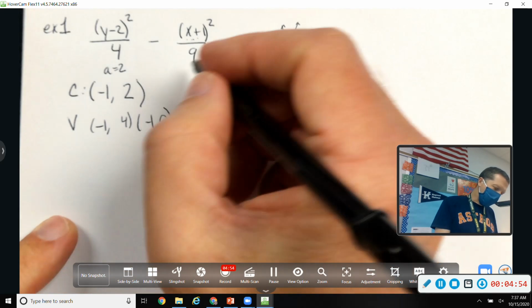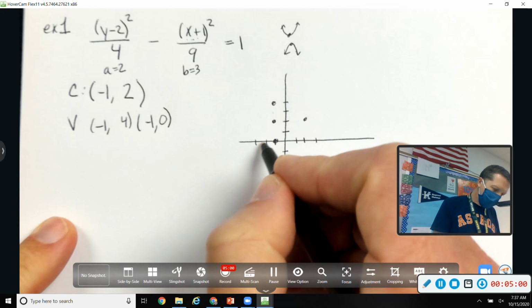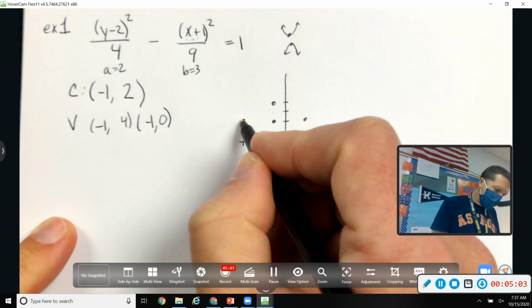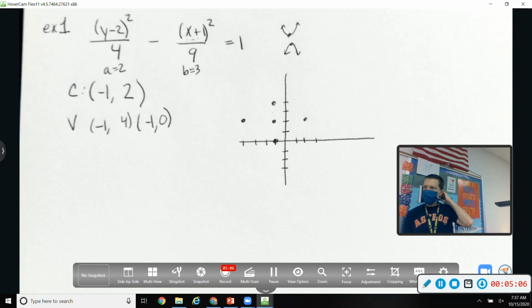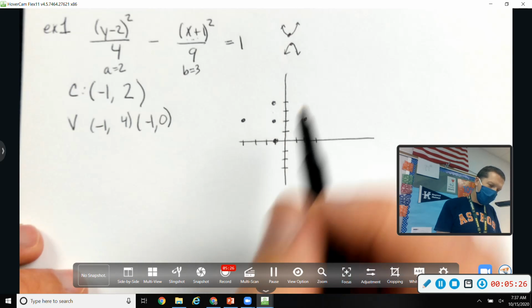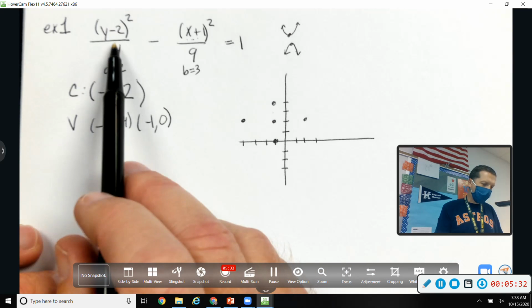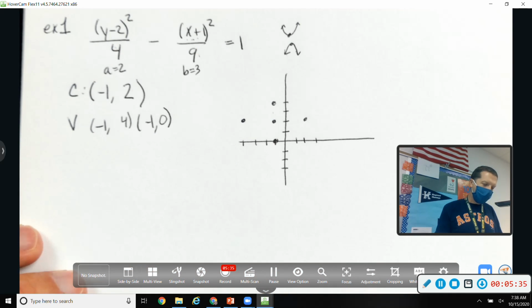And then let's go left and right, 3. Now, those are not vertices because our graph is not going to go through those points, but they're important points to draw because they're going to help us draw the graph. If you list them as vertices, I probably won't even take off, because if you do everything else right, then it would be obvious that they're not vertices. So far everything is exactly like the ellipse, right? We find the center, up and down, whatever's under y, left and right, whatever's under x.